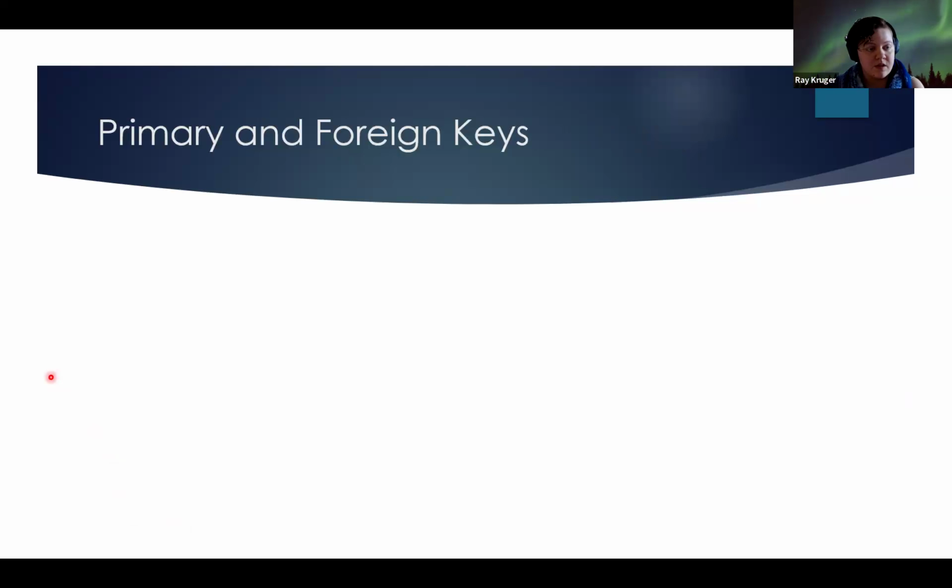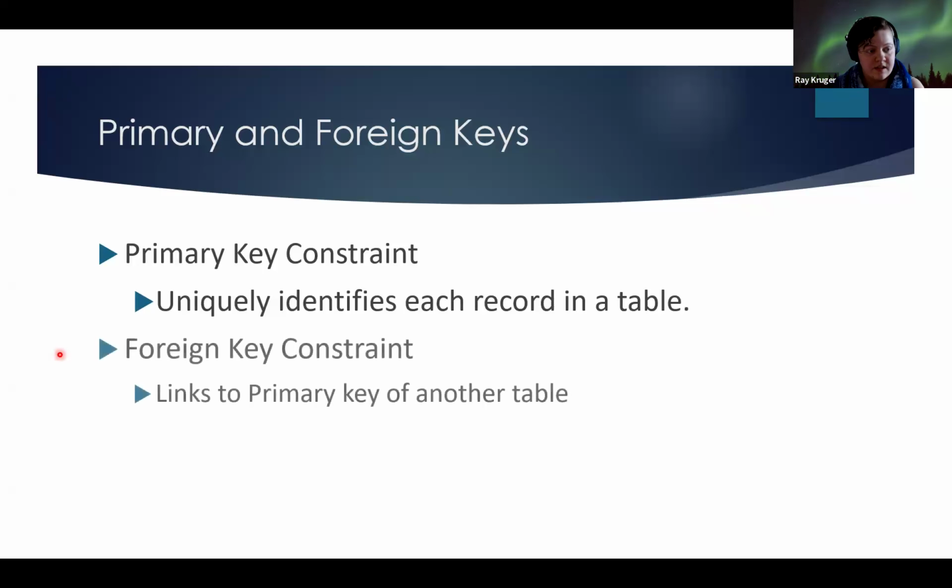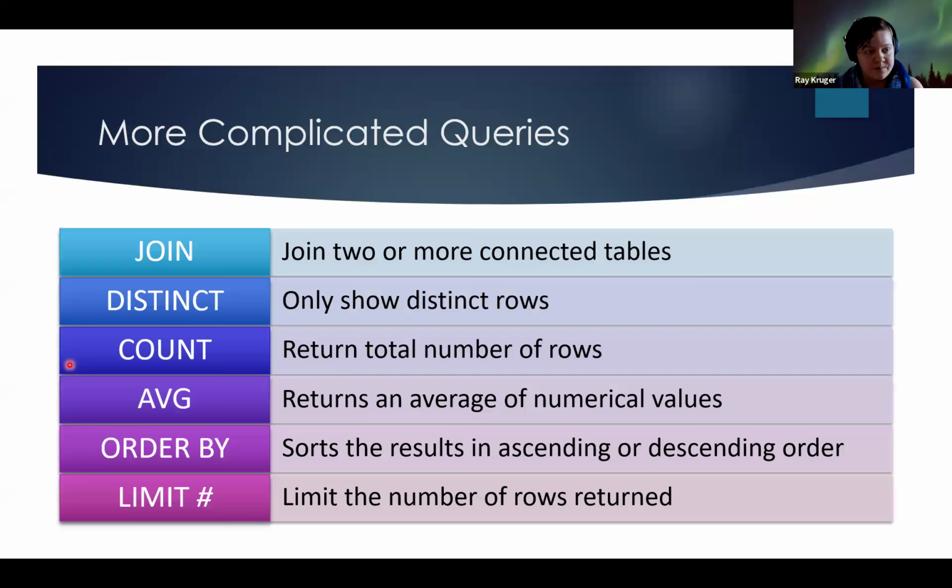A quick note on primary and foreign keys. In each table, you're going to have a primary key, which is a unique value for each row or record. It just gives it a way to differentiate between the rows if they have identical values, all of those sorts of things. And then a foreign key will be the primary key, but on another table, so that you can link between the two tables and get data for both tables at the same time.